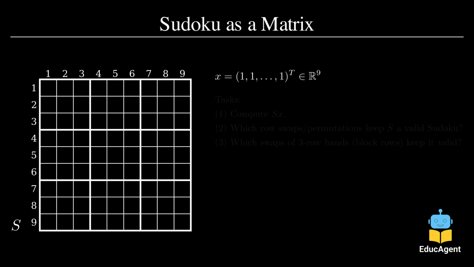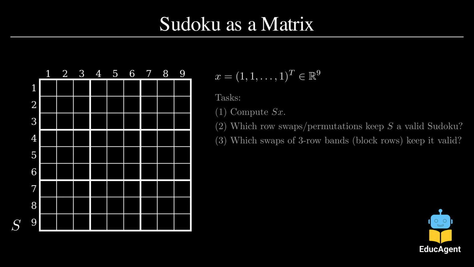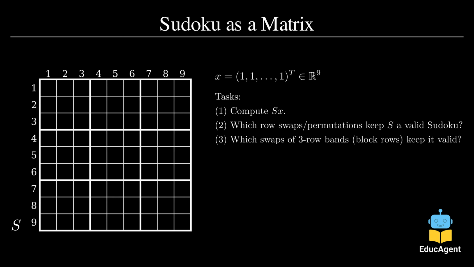Here's the problem we'll solve today. We have a 9x9 Sudoku matrix S. Each row, column, and 3x3 block contains 1 through 9 exactly once, and the all ones vector x. We'll compute Sx, then figure out exactly which row permutations keep the Sudoku property, and finally which swaps of entire 3-row bands still work.